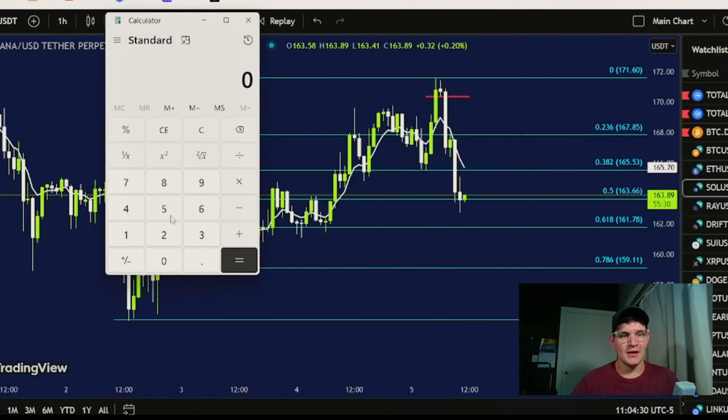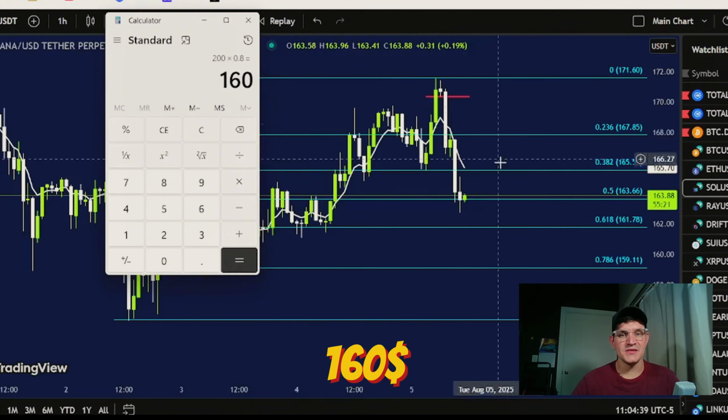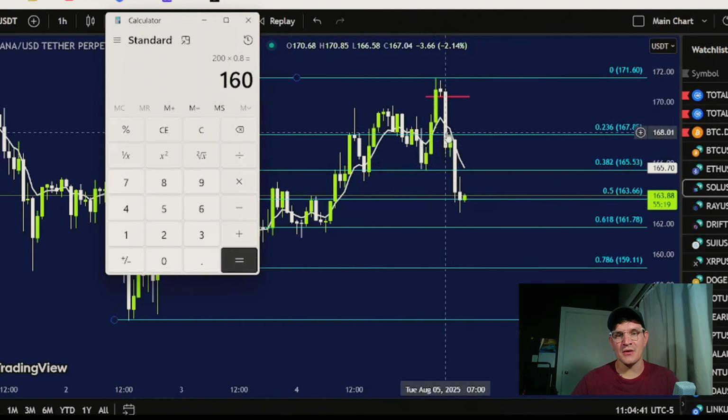Now here's the cool thing. We'll get the calculator out, and we'll take the $200 that you used as margin, multiply that by 0.80, because you made 80% profits. You would have made $160 just within that 3 hours of trading right there.